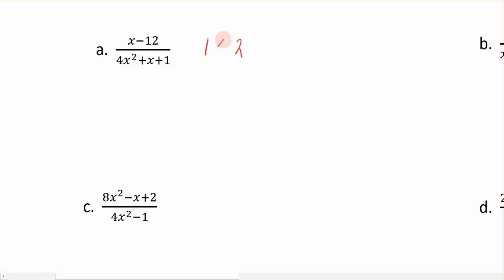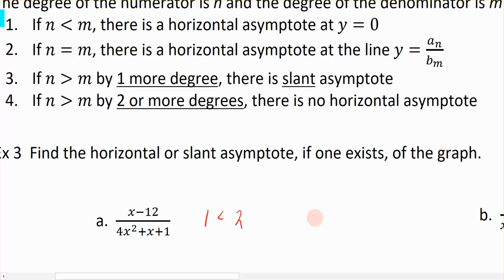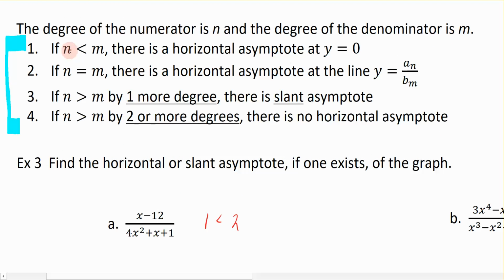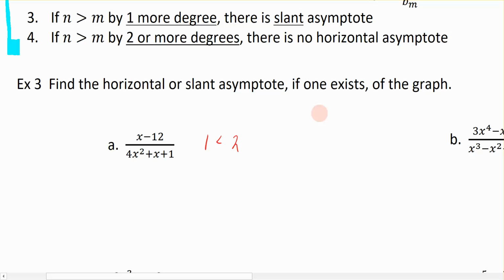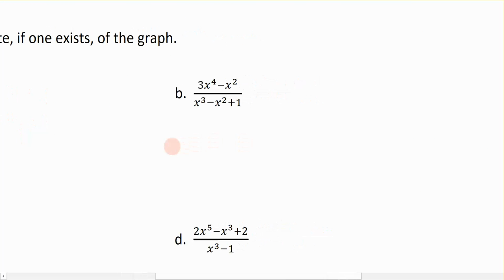Well, 1 is obviously less than 2, and because the degree of the numerator is less than the degree of the denominator, I'm going to scroll back up here for a second. If the degree of the numerator is less than the denominator, we have a horizontal asymptote occurring at y is equal to 0. So that just tells me that's my asymptote. So we're just evaluating the numerator versus the denominator to determine what our asymptote is. Okay, let's look at another example.